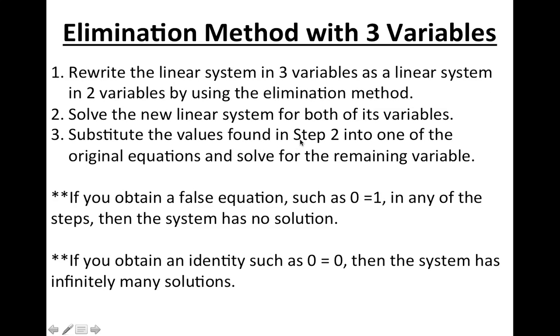So the first method we're going to start with is elimination with three variables. Go ahead and read through the steps. And just like before, if you obtain a false equation, 0 equals 1, we'll have no solution. And if you obtain 0 equals 0, the system has infinitely many or all real solutions.